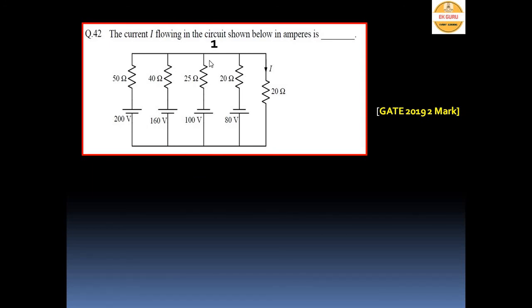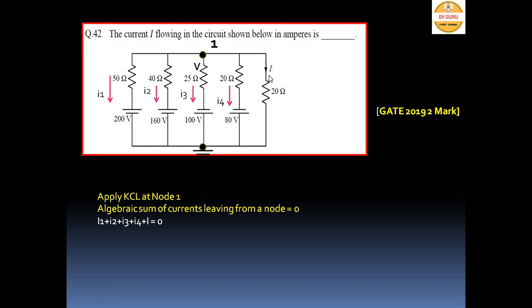So first, identify the number of nodes. Here, all the resistances are mixed together at this point. This is node number 1. And all these voltage sources and this resistance are mixed together here. This is another node that we will take as the reference node. Then the next step is to assign branch currents, all outgoing currents: I1, I2, I3, I4, and this current is I.